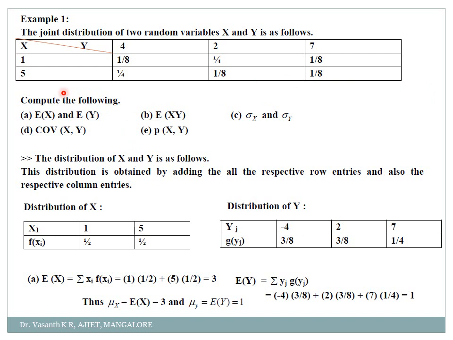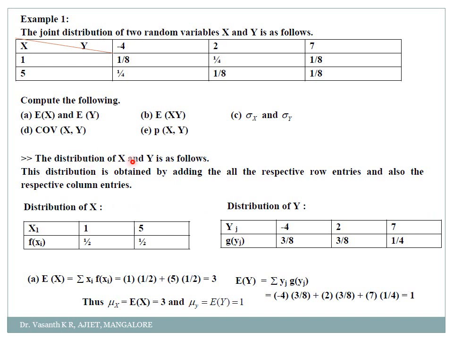They have asked you to compute expectation of x, expectation of y, expectation of xy. Then what else have they asked you? Standard deviation of x, standard deviation of y, covariance of xy, and then this is rho, okay, not p, this is rho. Rho of xy means correlation of x and y. So they have asked everything here.